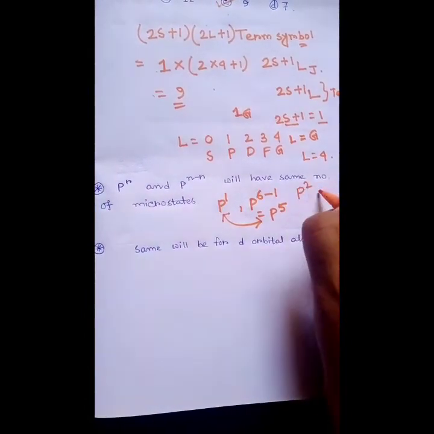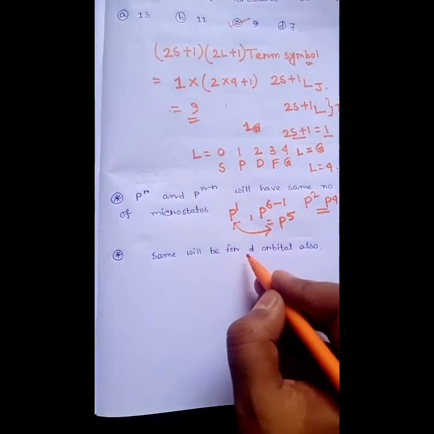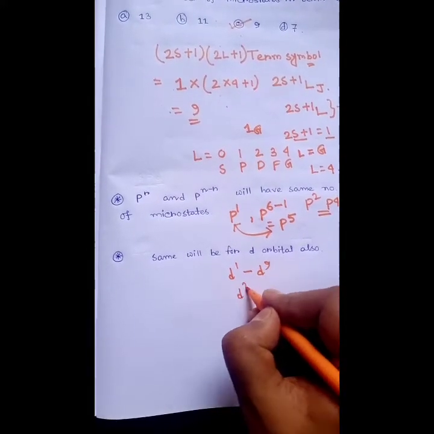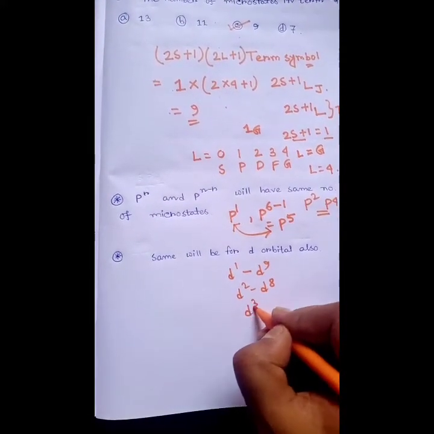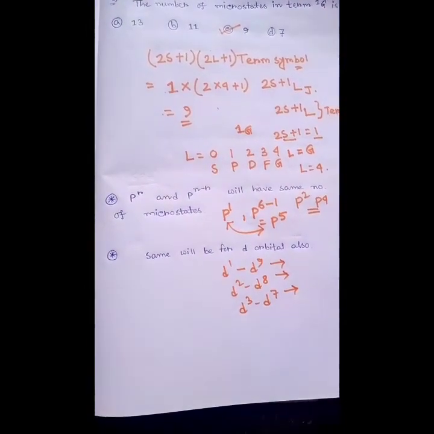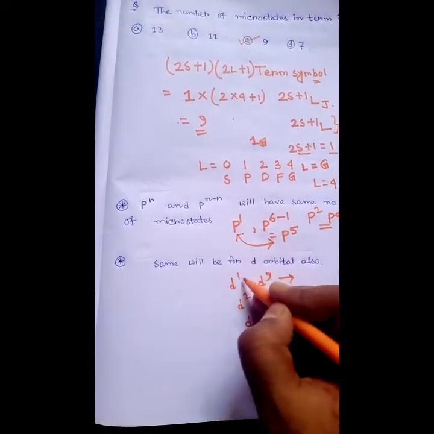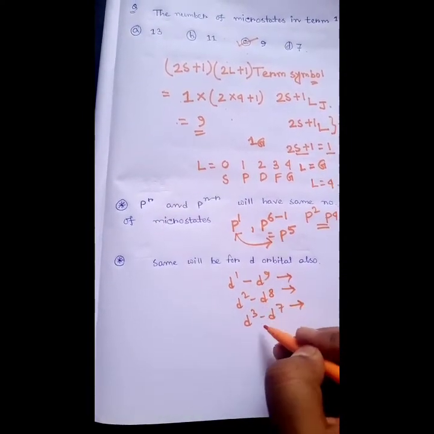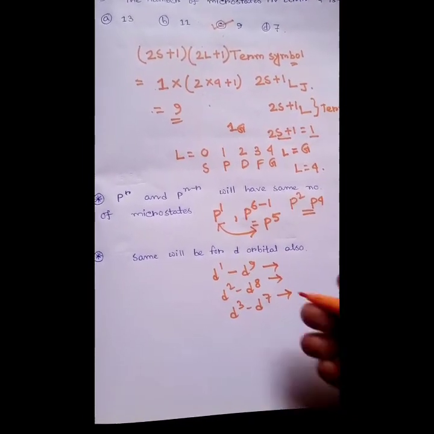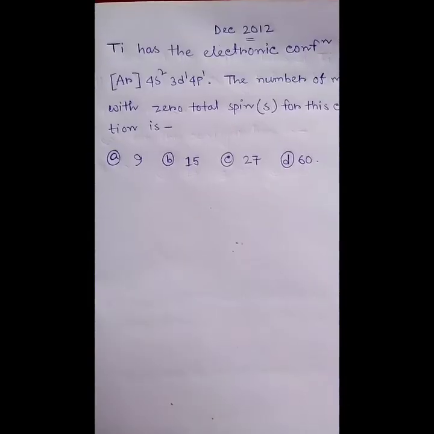Similarly P2, P4 will have the same number of microstates, and the same thing will be followed for d orbitals also. That means d1, d9, d2, d8, d3, d7 will have the same number of microstates. So d1, d9 will have the same number of microstates, d2, d8 will have the same number of microstates, d3, d7 will have the same number of microstates. And you can check by yourself using f orbitals also.